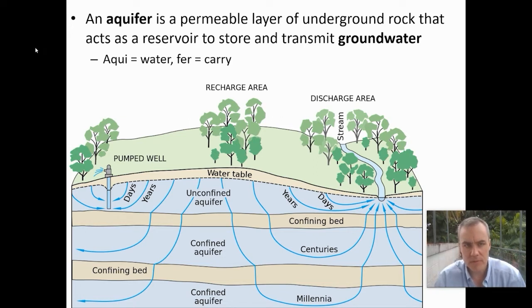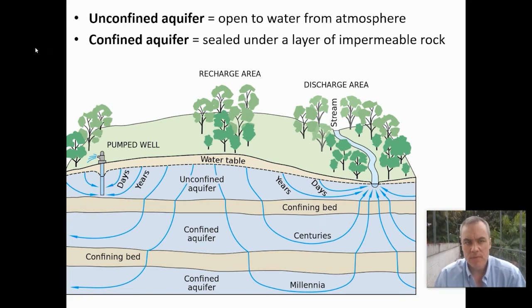Okay, so aquifer, the word comes from aqua, meaning water, and fer, like to ferry something is to carry it, ferry it along, or transfer, you carry across. So fer means carry. So it's a water carrying rock, an aquifer. You can see in this diagram, there's two basic types of aquifers. There's a confined versus unconfined.